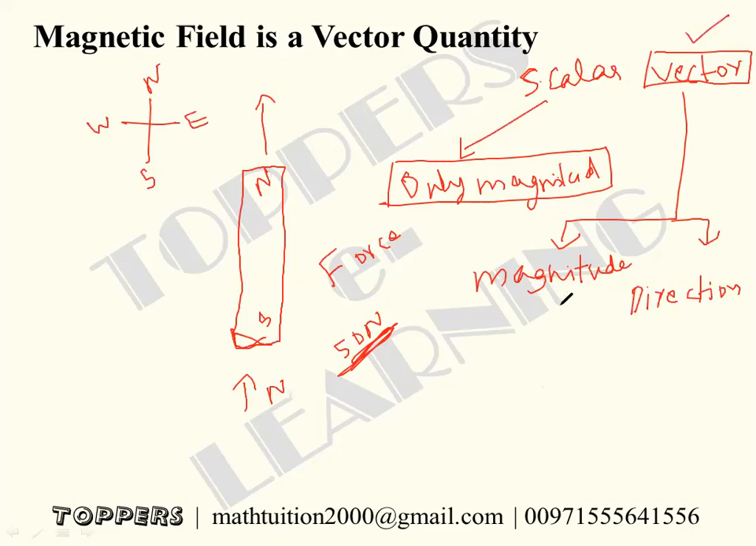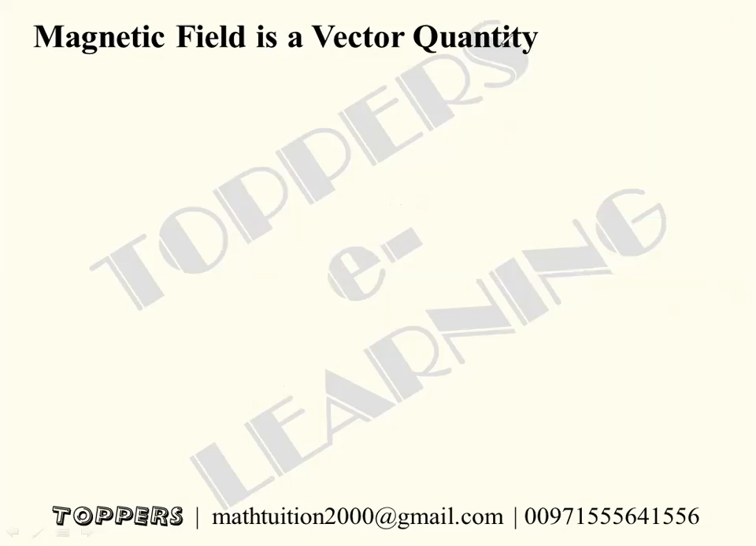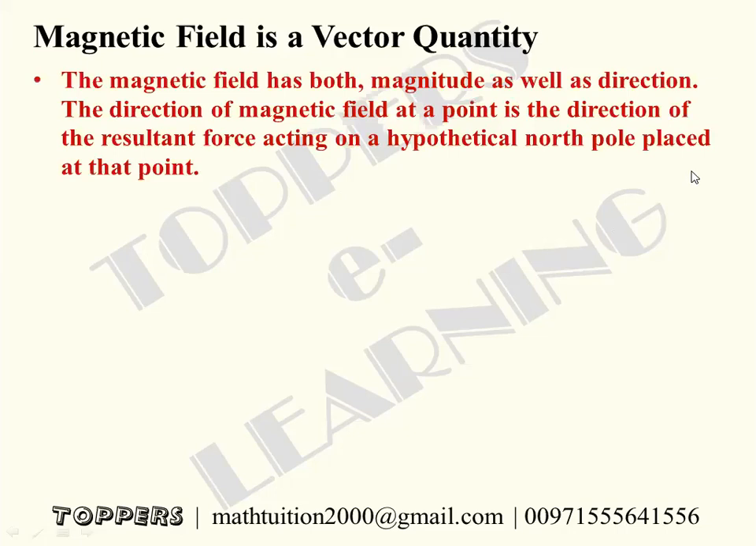So such physical quantities come under vector quantity. Clear? Magnitude is not enough. Its direction also has to be specified. So magnetic field is also a vector quantity. The magnetic field has both magnitude as well as direction. The direction of magnetic field at a point is the direction of the resultant force acting on a hypothetical north pole placed at that point.